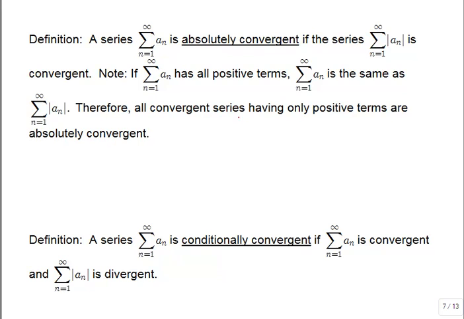Now, if your sum already has all positive terms, then absolute convergence is going to be automatic. So a sub n would be the same as the absolute value of a sub n if all your terms are already positive. So all convergent series having only positive terms are absolutely convergent automatically. Now we say that a series a sub n is conditionally convergent if the series a sub n is convergent, but the absolute value of a sub n is divergent. An example of that would be our alternating harmonic series. We showed earlier that when you have that alternating piece in there, it does become convergent by the alternating series test, but in the absolute value, the alternating harmonic just becomes the harmonic series, which is divergent.